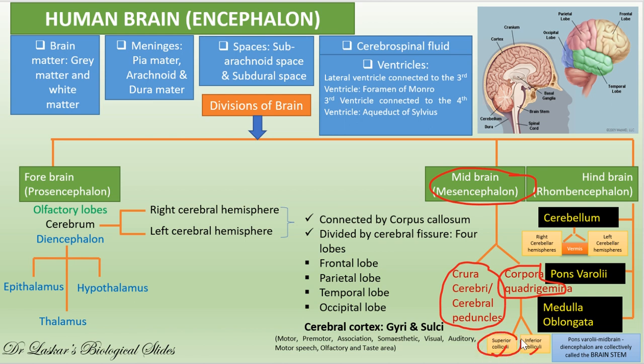This superior colliculi controls visual reflexes and receives impulses from iris, eyelids, and muscles of head, whereas inferior colliculi analyzes and relays sensory information coming from the ears to the cerebrum. So this is about the midbrain.